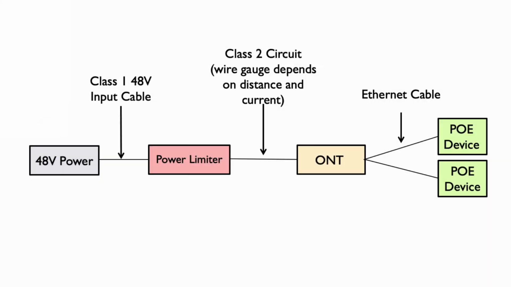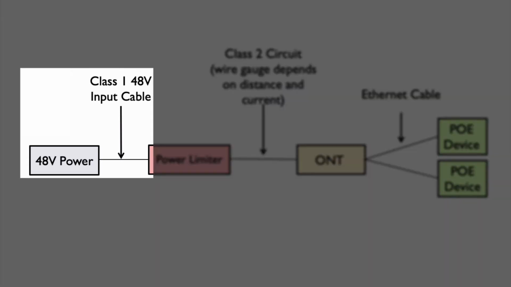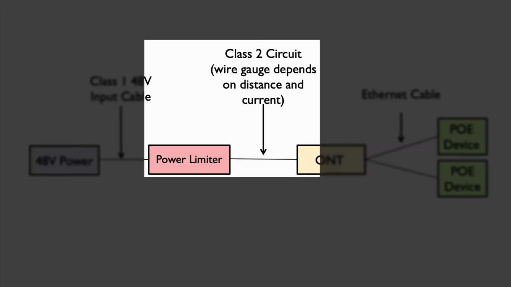As discussed in our last video, I'll be designing the power system for our passive optical network using a parallel copper network, like the one shown here. It consists of a Class 1 48-volt power supply. Class 1 circuits are considered unlimited energy and must be installed accordingly. The power limiters are 100-watt Class 2 outputs, which can be run by cable technicians outside of conduit.